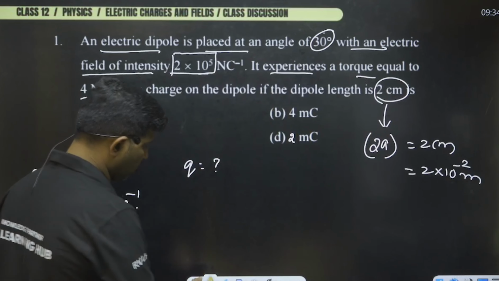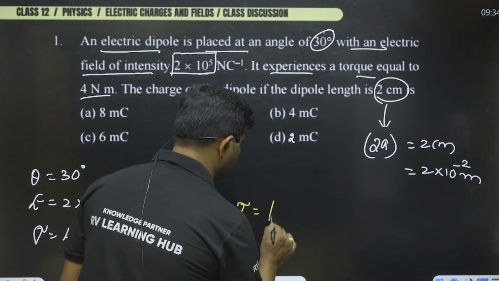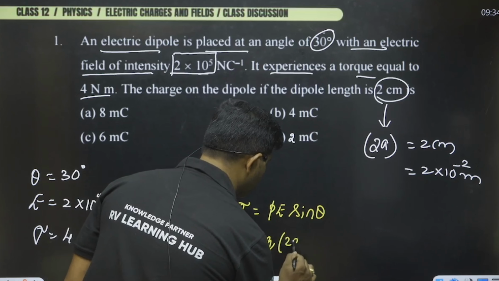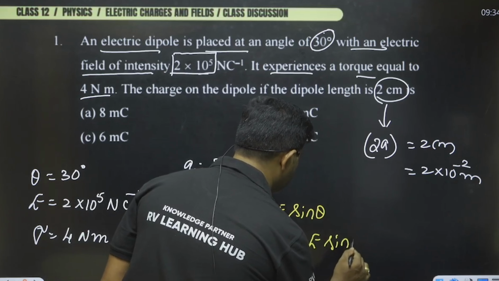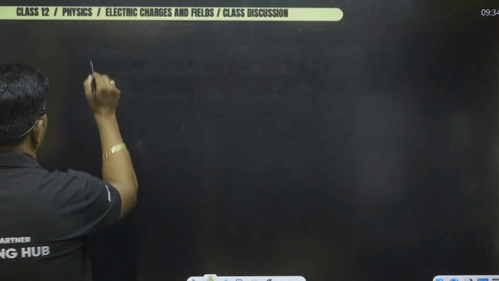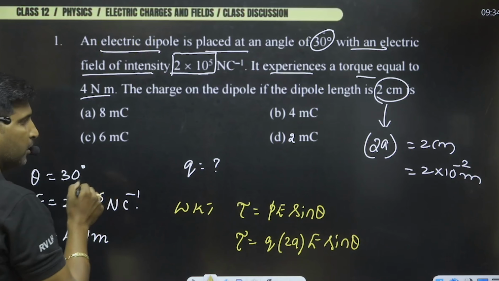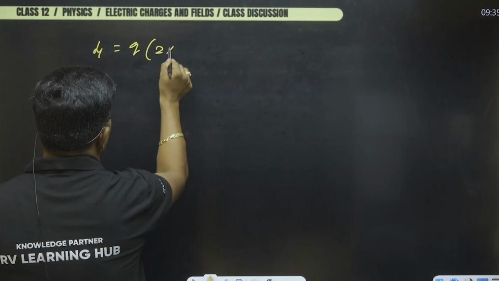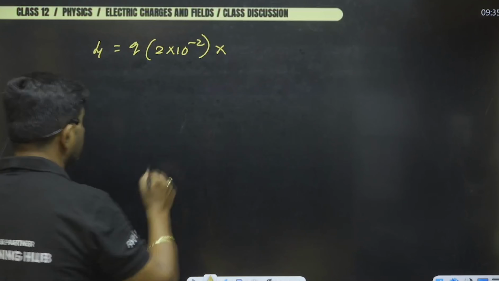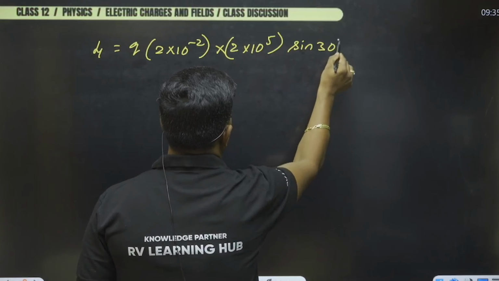So how can we solve this problem? We know that torque is equal to P into E into sine theta. Therefore, the dipole moment P is Q into 2a, so torque equals Q into 2a into E into sine theta. Just substitute all the values, and definitely you'll get the answer. What is the torque? Torque is 4 Newton meter, equal to Q, which we don't know, into the length of the dipole, 2 into 10 to the power of minus 2, into the electric field, 2 into 10 to the power of 5, into sine 30 degrees.